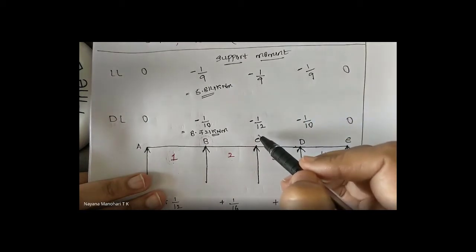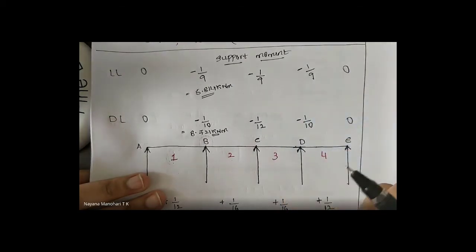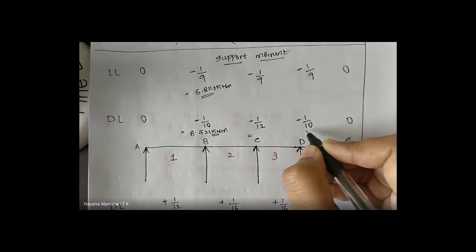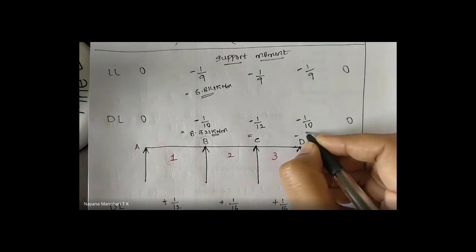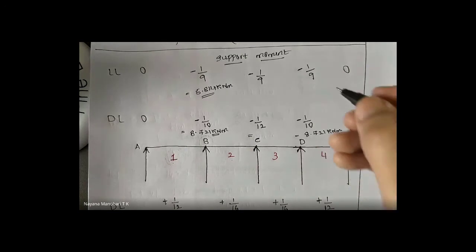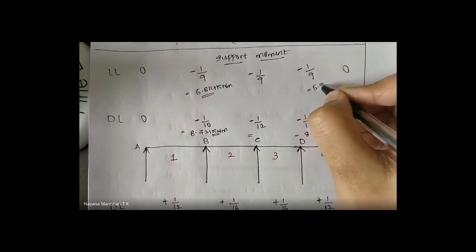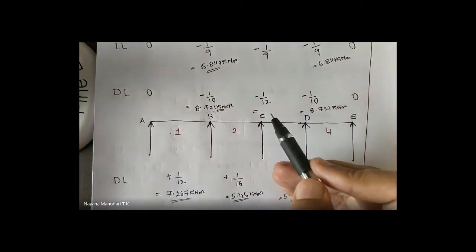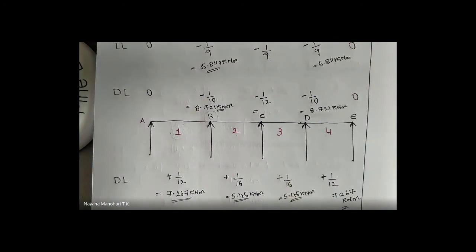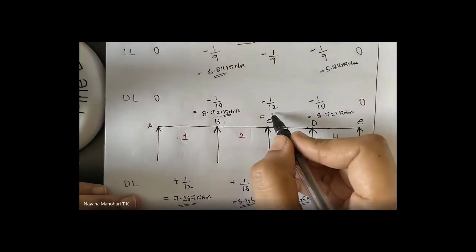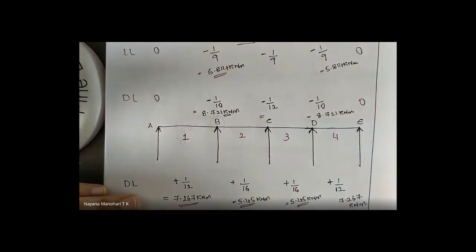Then at the middle span, you calculate it. How much will you get? That is minus 1 by 10. You will get 8.721 kilonewton meter. Similarly here, that is 5.814 kilonewton meter. Okay, you calculate it for this 1 by 12. How much will you get?